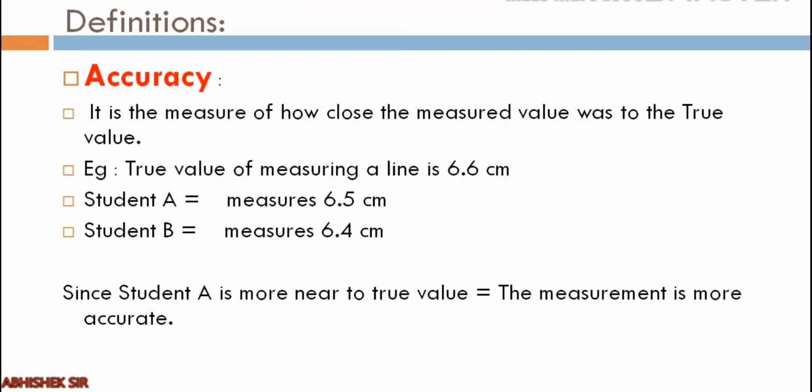Now the first topic is accuracy. Accuracy is the measure of how close the measured value was to the true value. You see, every measurement is limited by two things. The first is the limits of the measuring instrument, and second is the skill of the person who is making the measurements, right? So every measurement is limited by the instrument and the skill of the person.